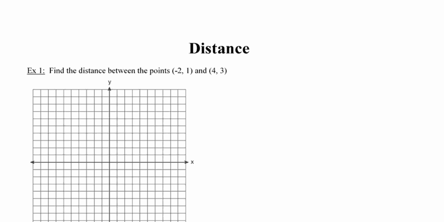In the first example, it asks us to find the distance between the points whose coordinates are -2, 1, and 4, 3. Just so that we can get a picture of what we're being asked to do, I'm going to plot using red ink the point whose coordinates are -2, 1, and plot using some blue ink the point whose coordinates are 4, 3. So this question is really saying find the distance between the red point and the blue point, or in other words, find the length of the line segment that connects the red point to the blue point.